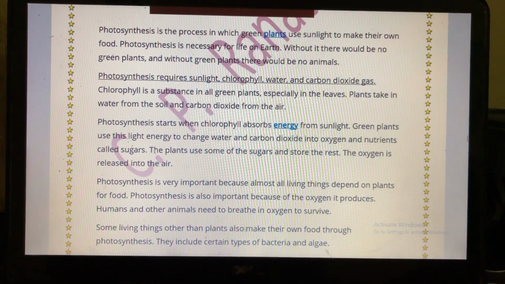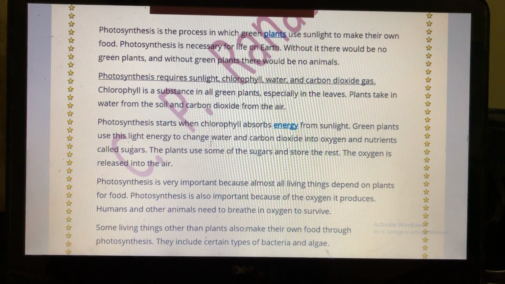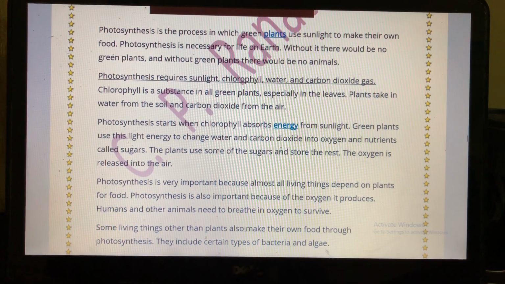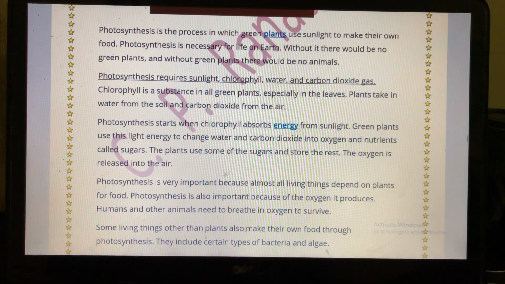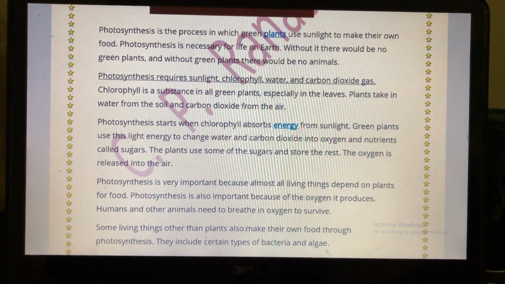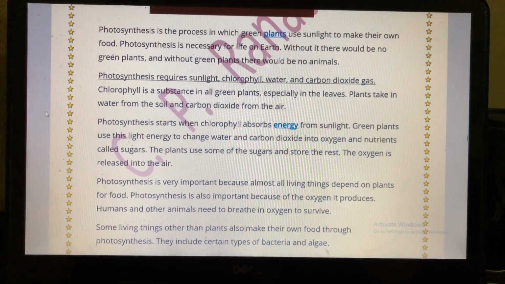Green plants use this light energy to change water and carbon dioxide into oxygen and nutrients called sugar. The plants use some of the sugars and store the rest. The oxygen is released into the air.